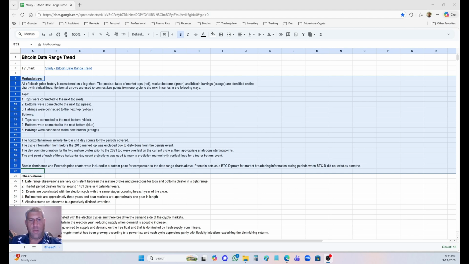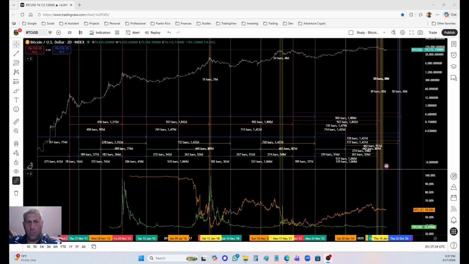Bitcoin dominance and Purecoin price charts were included in a bottom pane for comparison to the date range chart above. Purecoin acts as a Bitcoin dominance proxy for market broadening information during periods when Bitcoin dominance did not exist as a metric. In the two previous cycles, the market broadening event occurred after the peak of Bitcoin. These two zones are marked in yellow.